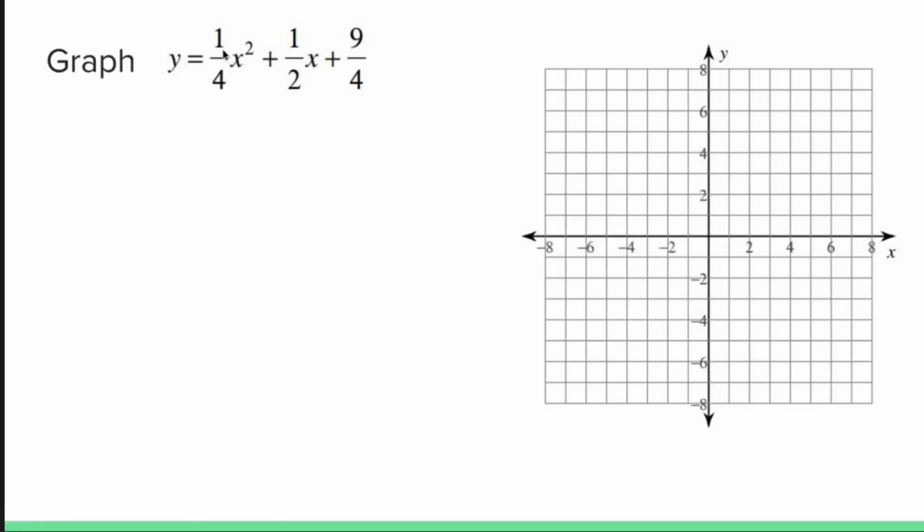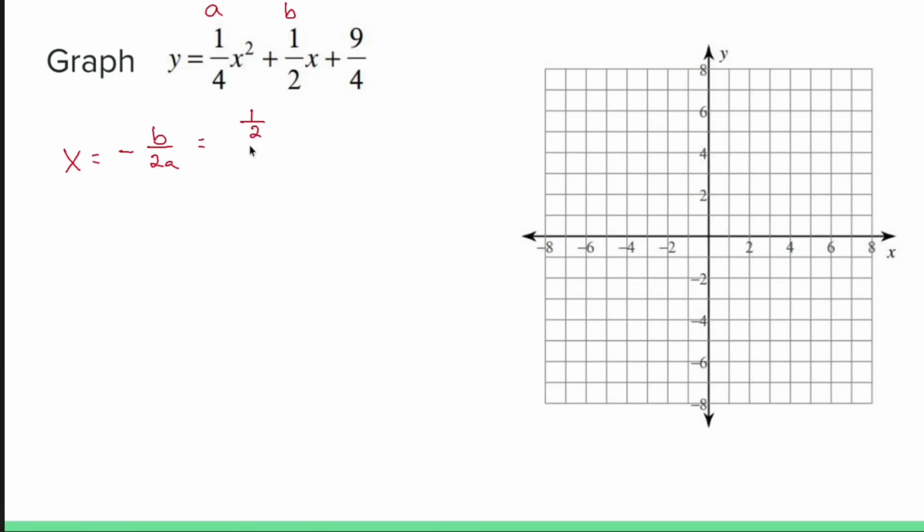Graph y equals 1/4 x squared plus 1/2 x plus 9 over 4. You know, there's multiple ways to do a problem like this. But what I like to do is find the vertex and then go from there. So if I find the vertex, you say x equals negative b over 2a. You label the number in front of x squared a, you label the number in front of x b, and you do a little bit of math, which is not going to be so pleasant here.